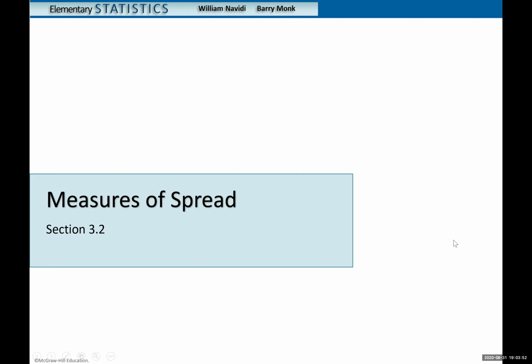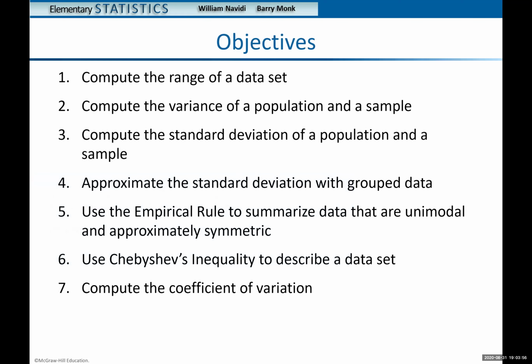Thank you. All right, so 3.2, measures of spread. Here you will learn first how to compute the range of a data set, and then the variance of the population and sample, and then standard deviation. Also, you'll be able to approximate the standard deviation with grouped data, and then the empirical rule, Chebyshev's, and the coefficient of variation.